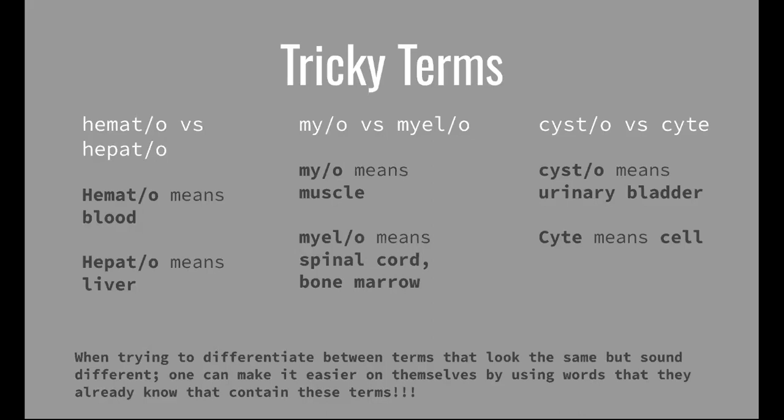Now, when it comes to trying to differentiate between terms that look alike but sound different, one can make it easier on themselves by using words that they already know that contain these terms. For example, for cyte, leukocyte; for hemato, hematoma; for myel, myelinated sheath. We can think of words that already have these little terms in them, break down the definition, and by that we can learn the terms.